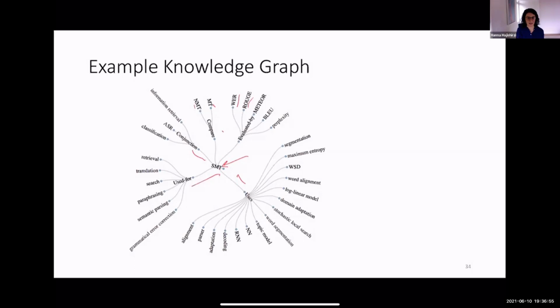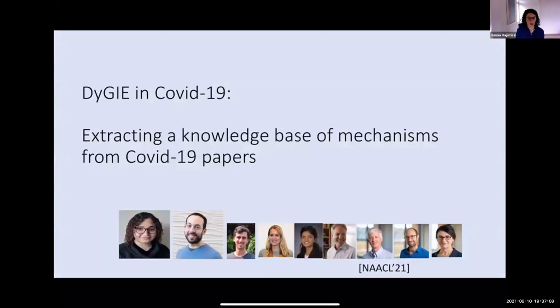As I said, we made sure to select highly confident relations; we pushed for precision rather than recall when building this knowledge graph. Okay. An important use case of our approach was in extracting a knowledge base of mechanisms from COVID-19 papers.